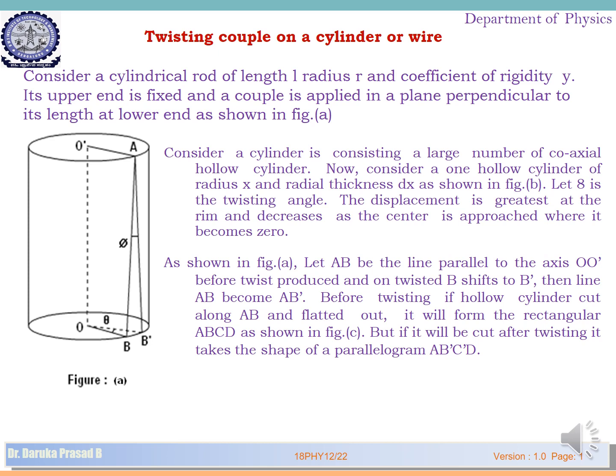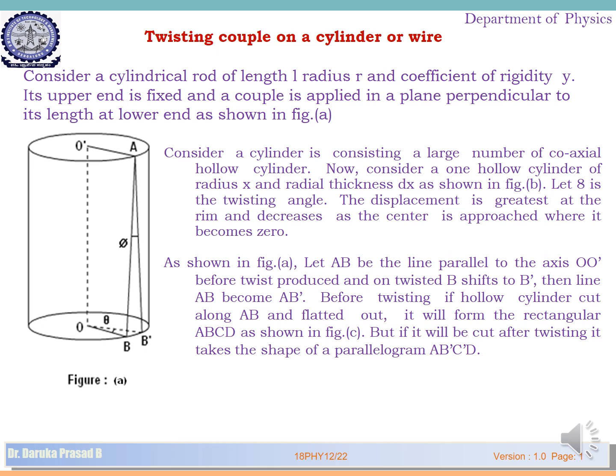Next, the last topic of this particular chapter is twisting couple on a cylinder or a cylindrical wire. So let us consider a cylindrical rod of length L as shown in the diagram, with radius R and a coefficient of rigidity Y, or eta as we generally take it. Its upper end is fixed and the couple is applied in a plane perpendicular to its length at the lower end, as in figure A.